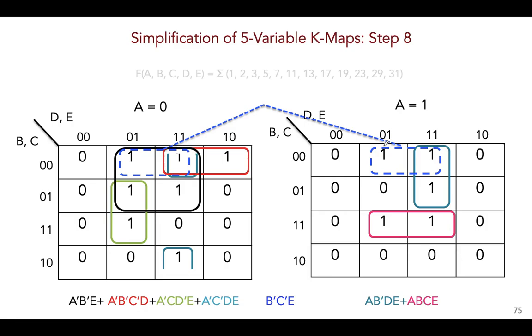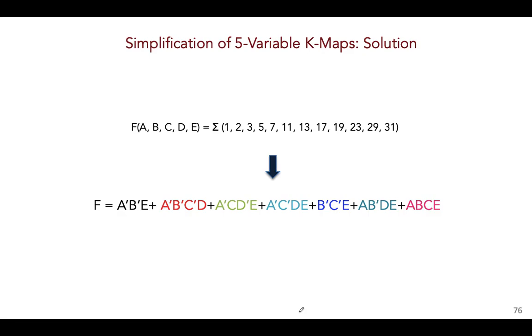Alright, so this kind of mirroring is also possible because now we're talking about 5-variable K-maps. The same map is spread across 2 parts, but it's still the part of a single 5-variable K-map. So this kind of mirroring is also possible, right? So we give a name to this group as well. So finally, we can say that this given expression can be simplified as this.